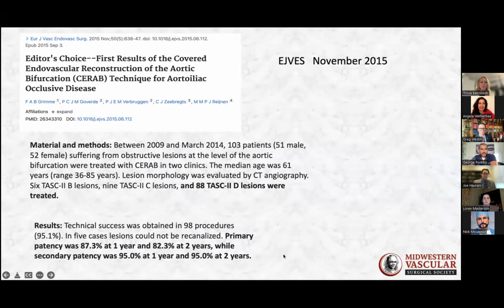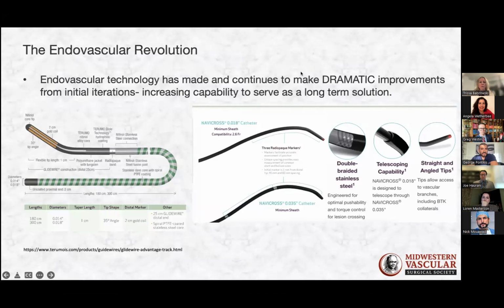And then we look at this group in the European Journal of Vascular and Endovascular Surgery in November of 2015. These patients, instead of endovascular first strategies for TASC C and D lesions, over 80% were treated as TASC D lesions, with excellent patency rates that rival open surgery. So in just 8 years there was significant improvement in this group coming up with the technique with CERAB. But with that, we also have dynamic improvements with catheter-based therapies with wires.